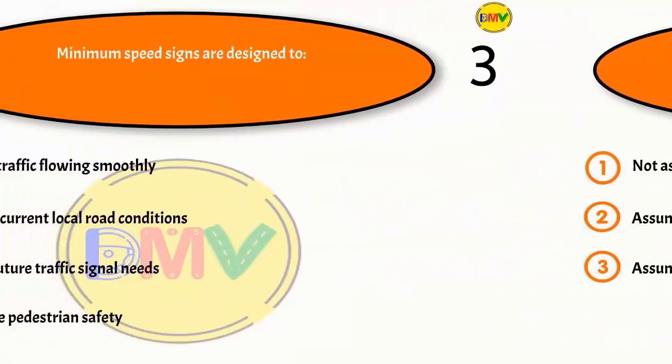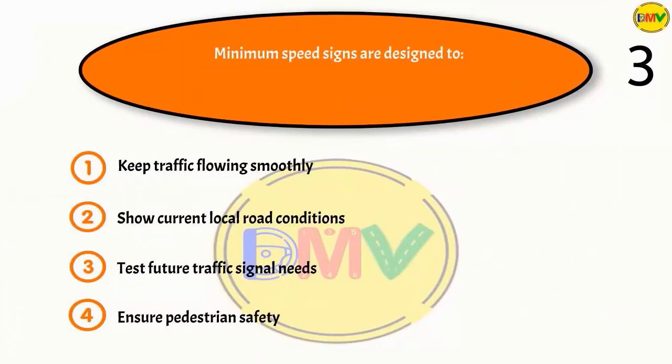The question 3. Minimum speed signs are designed to: 1. Keep traffic flowing smoothly. 2. Show current local road conditions. 3. Test future traffic signal needs. 4. Ensure pedestrian safety.